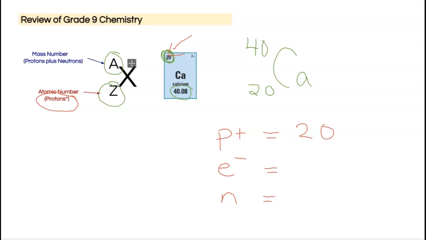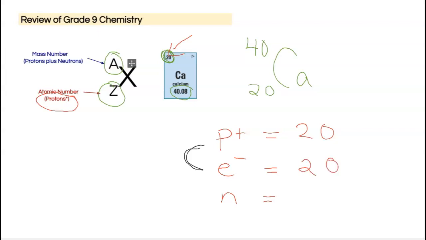Now my number of electrons, remember in the question I specified that we're going to assume that this is a neutral particle. If this is a neutral atom, that means the number of protons and electrons have to be the same, right? The number of positive charges have to equal the number of negative charges. And so I'm going to say that there are also 20 electrons.